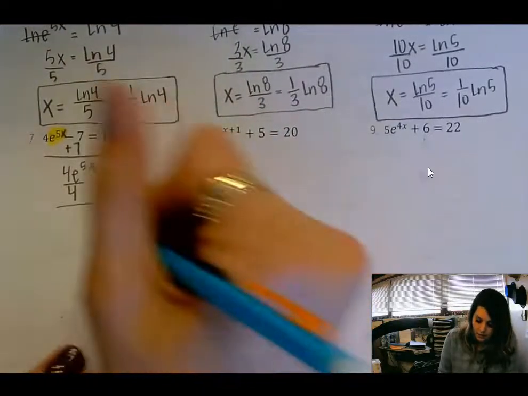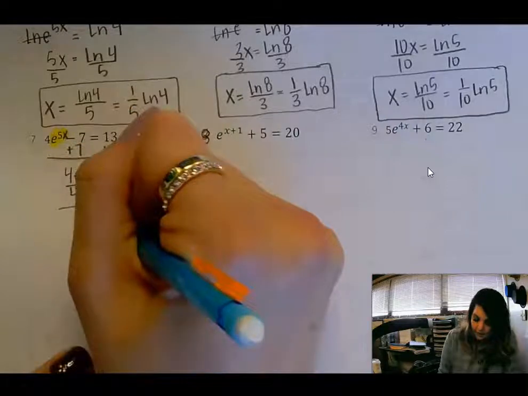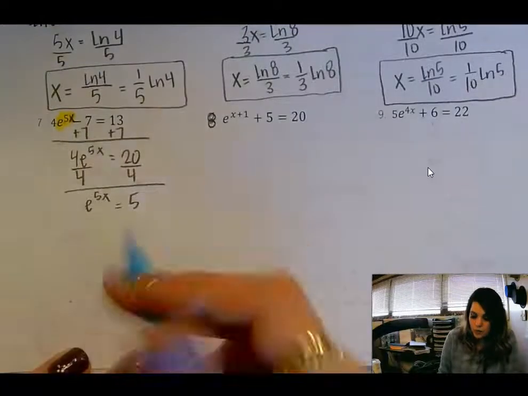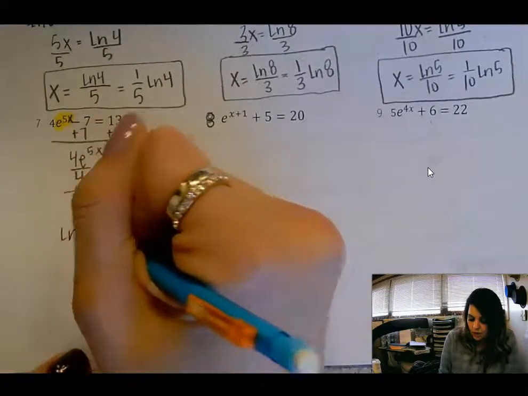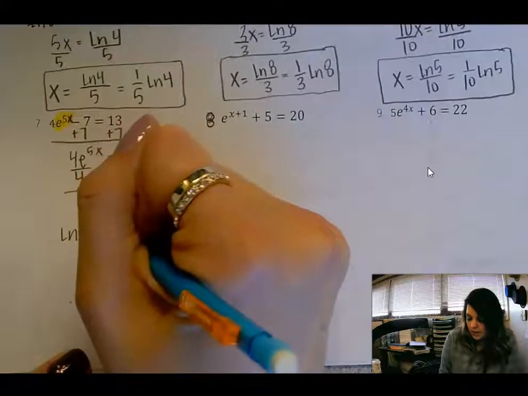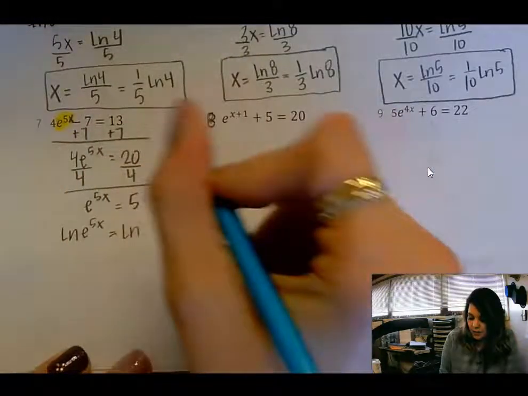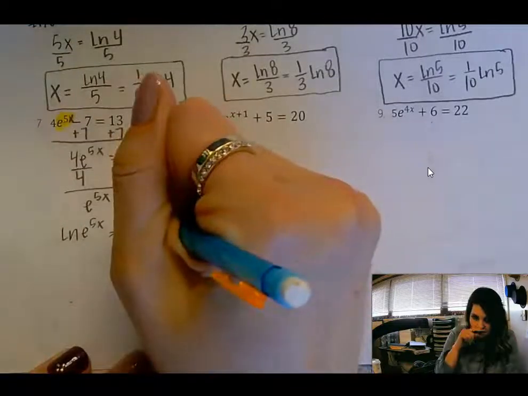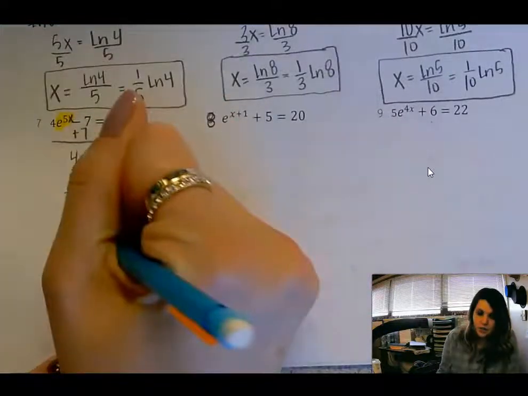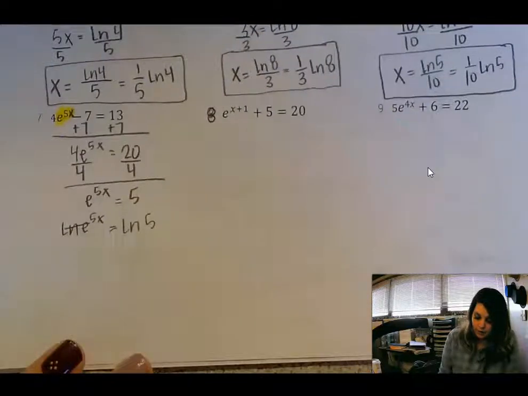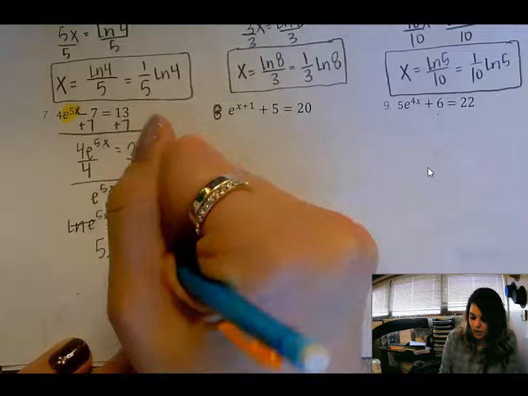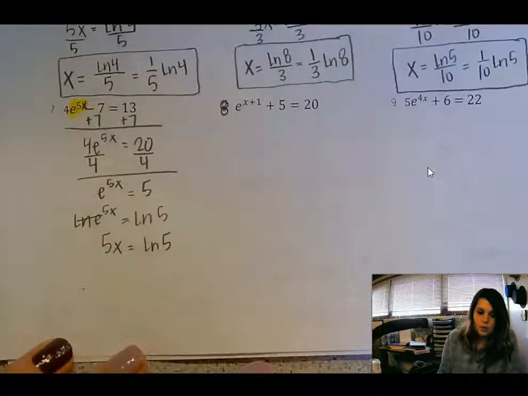That leaves us with e to the 5x on the left and 5 on the right. And now this is solving an exponential equation where we take the natural log of both sides. So the natural log and the exponential, these go away, and we're left with 5x equals natural log 5. And hopefully now we know what to do from here.